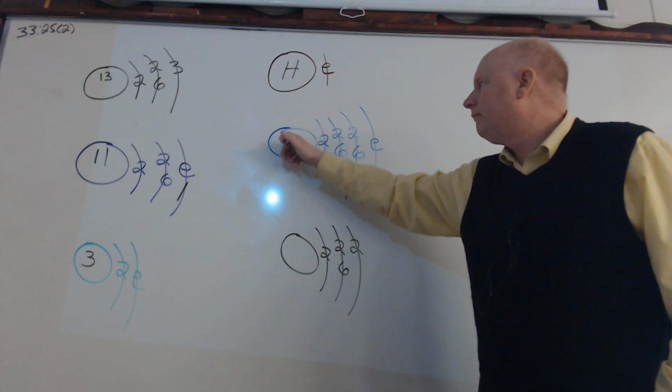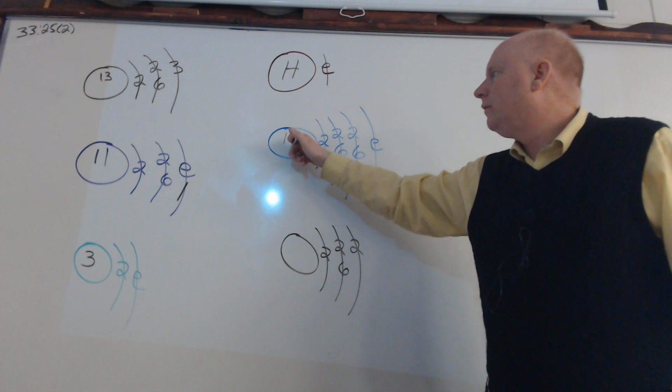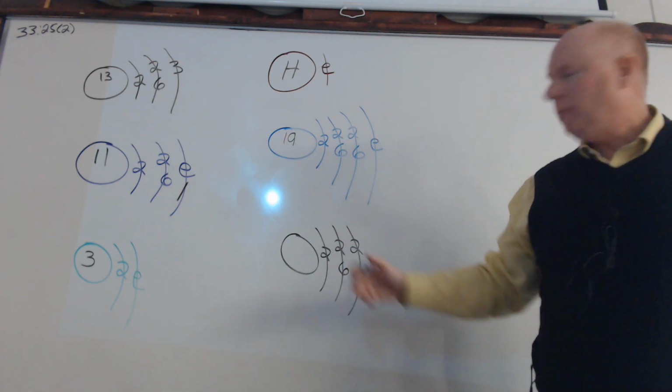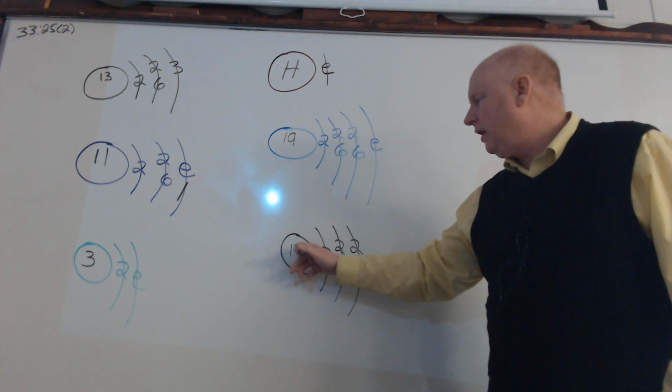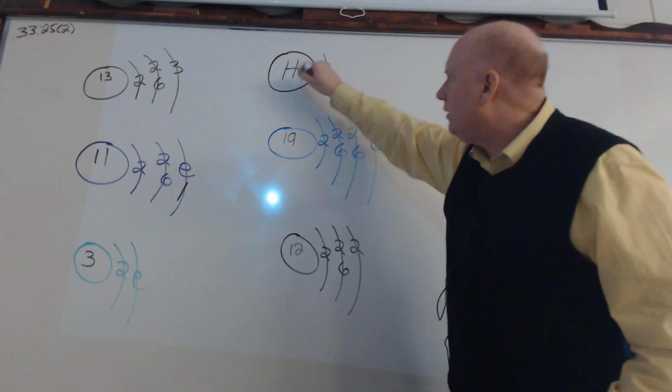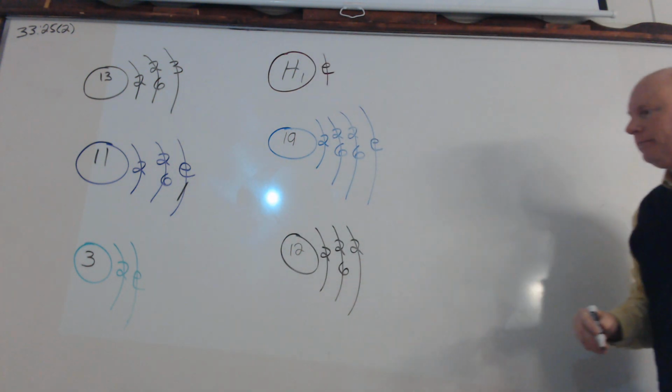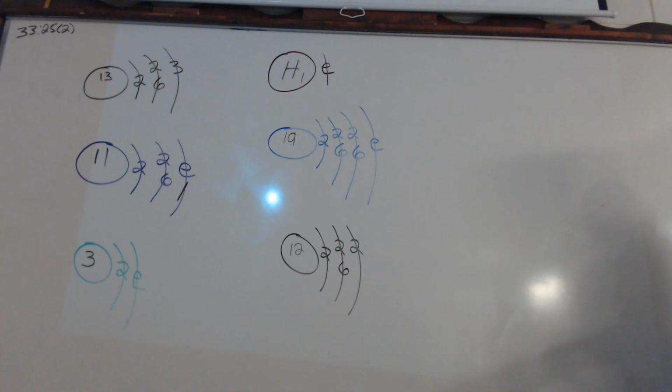Okay, what about this one? And then what is this one? Magnesium, because it's got 12. I guess I should have just written 1 in here rather than the H for hydrogen. Okay, so again, the protons identify which element it is.